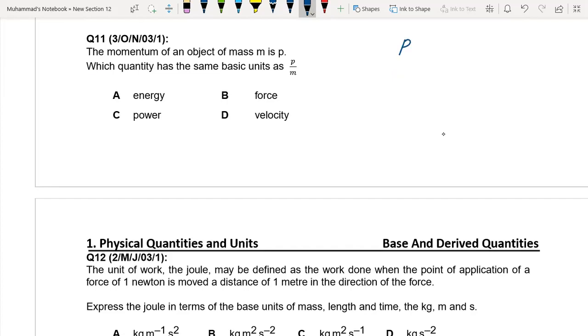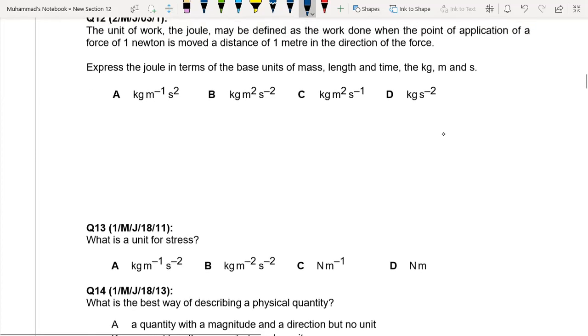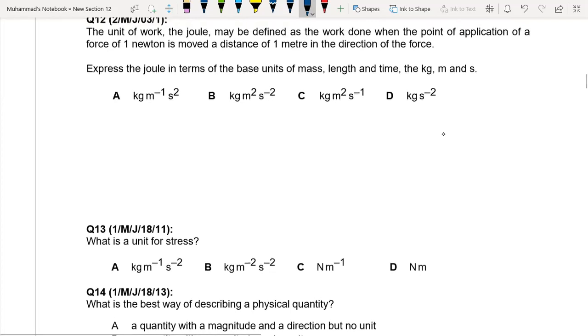You know that momentum is defined as the product of mass and velocity, and if you divide this momentum by mass, that is, mass times velocity divided by mass, you will be left with only velocity. So when you divide momentum by mass, you will get velocity, and velocity will be the right answer for this option.